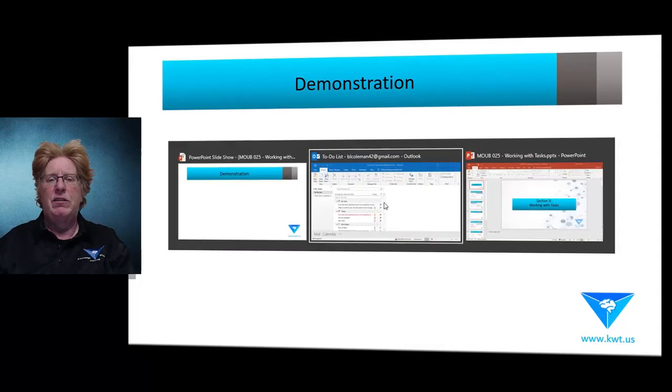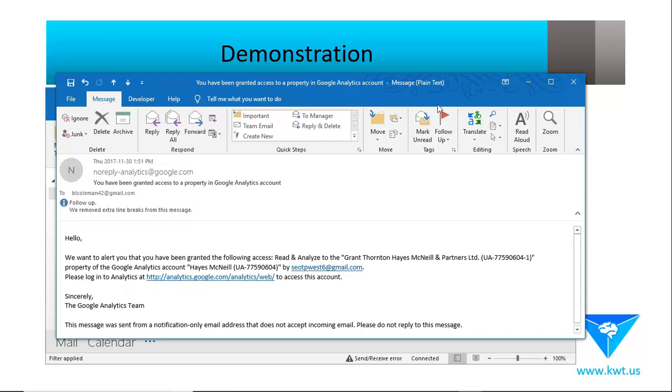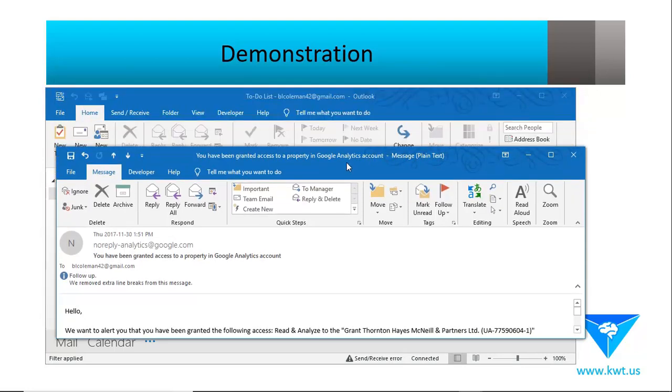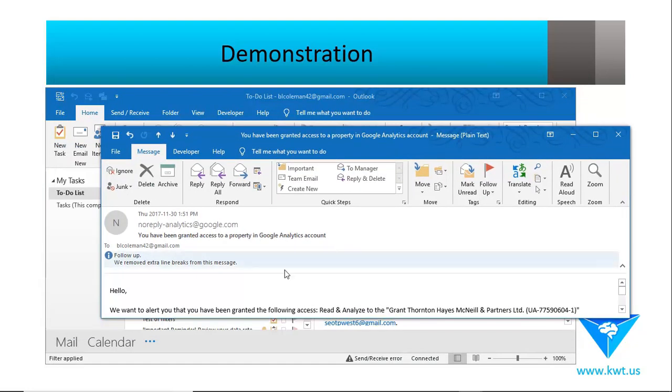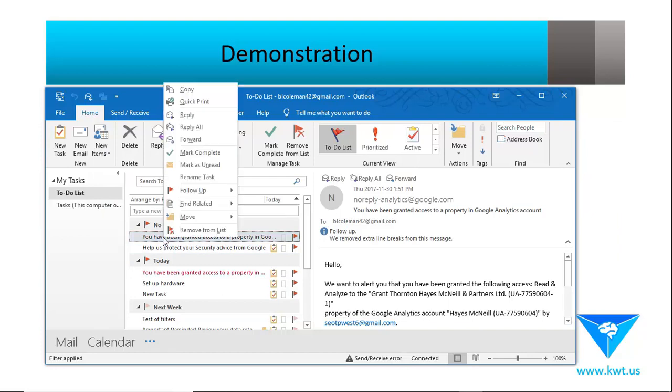So let's take a look at some of these features. If I go to a task that has no date from my to-do list, I can double click on it. And because this is an email that's been flagged, it is not a task. So this is what I'm talking about. When you flag an email, it is not actually a task. It does not have that other information, but it does allow you to see the email and to still act on it. And when you have completed it, you can right click and mark it as complete.